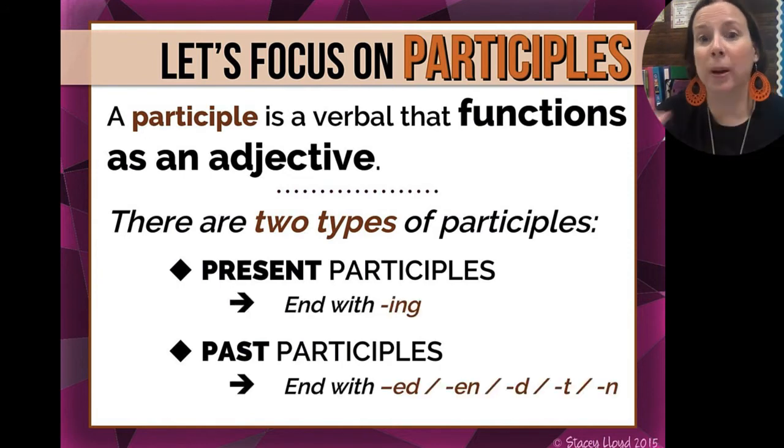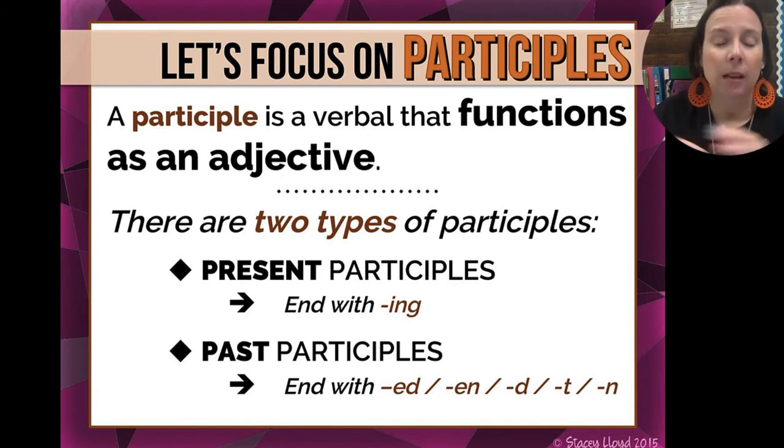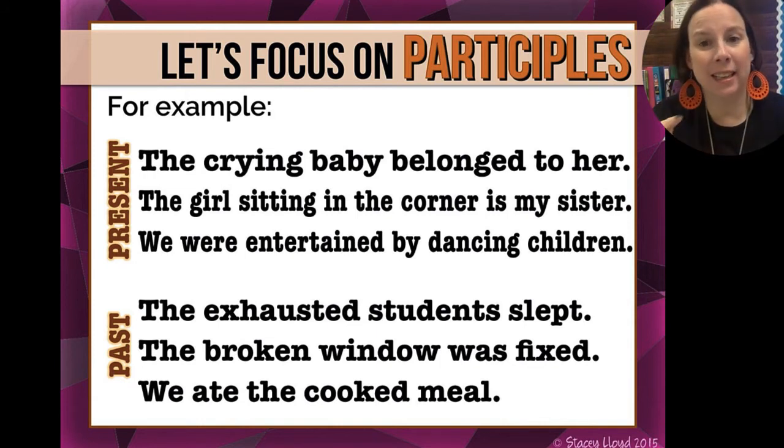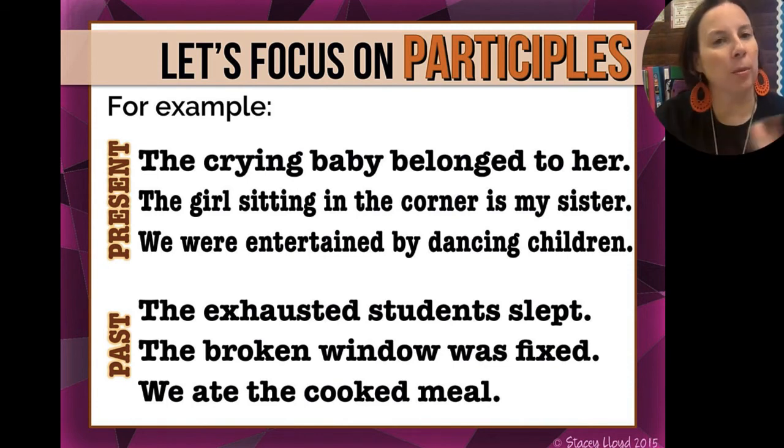So here's where it gets tricky. Present participles end in ing. Past participles can end in ed, en, t, and n. That's where they get tricky, because it's not just one kind of ending. So here are present participles. The crying baby belonged to her. Which baby? The crying one. The girl sitting in the corner is my sister. Which girl? The one sitting in the corner. We were entertained by dancing children. Which children? Dancing children.